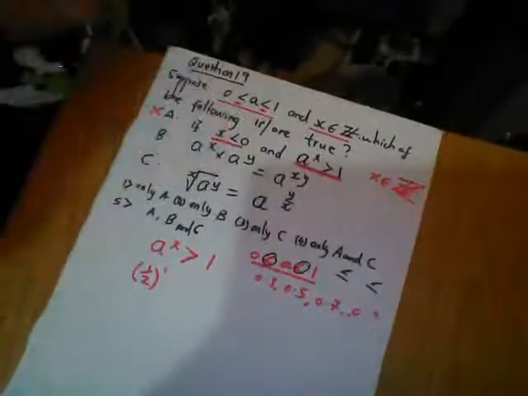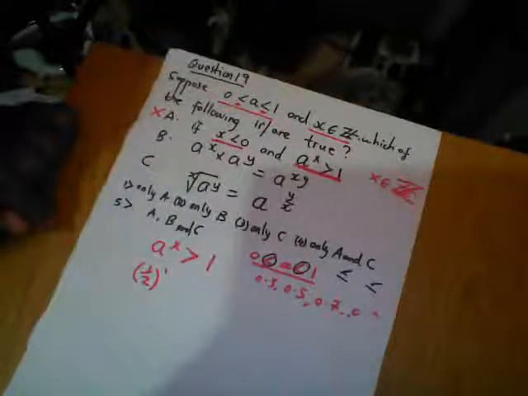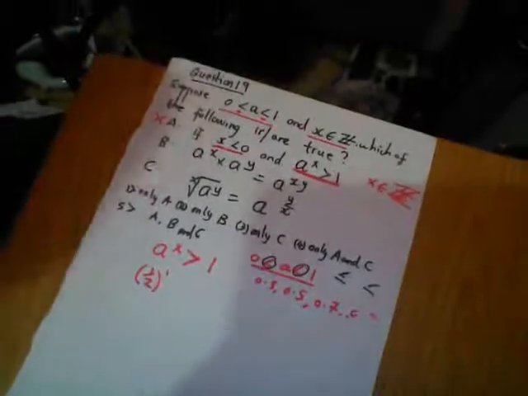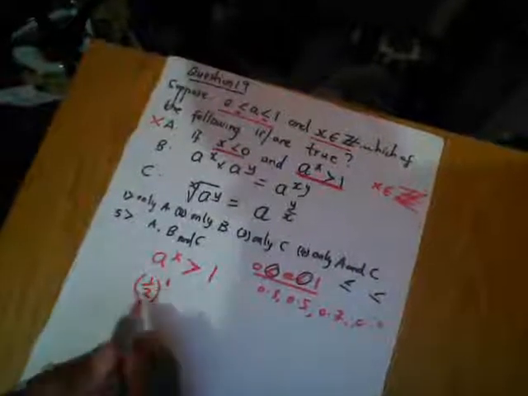Because a half is less than 1, so it's not true. So the first one is not true. You're going to say it's not true? It's not true, because I have taken the number here. You see, they say a must be between 0 and 1, so I've taken a half. And they say x can be any integer, so if I take a positive integer, you see a half is 0.5.